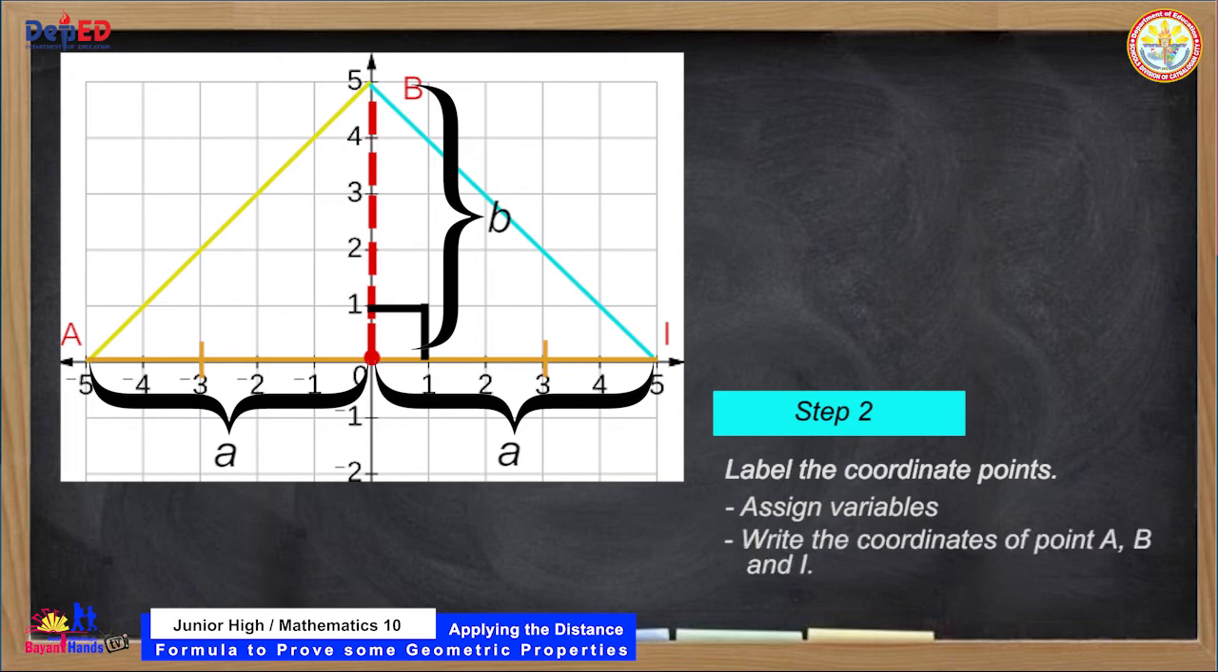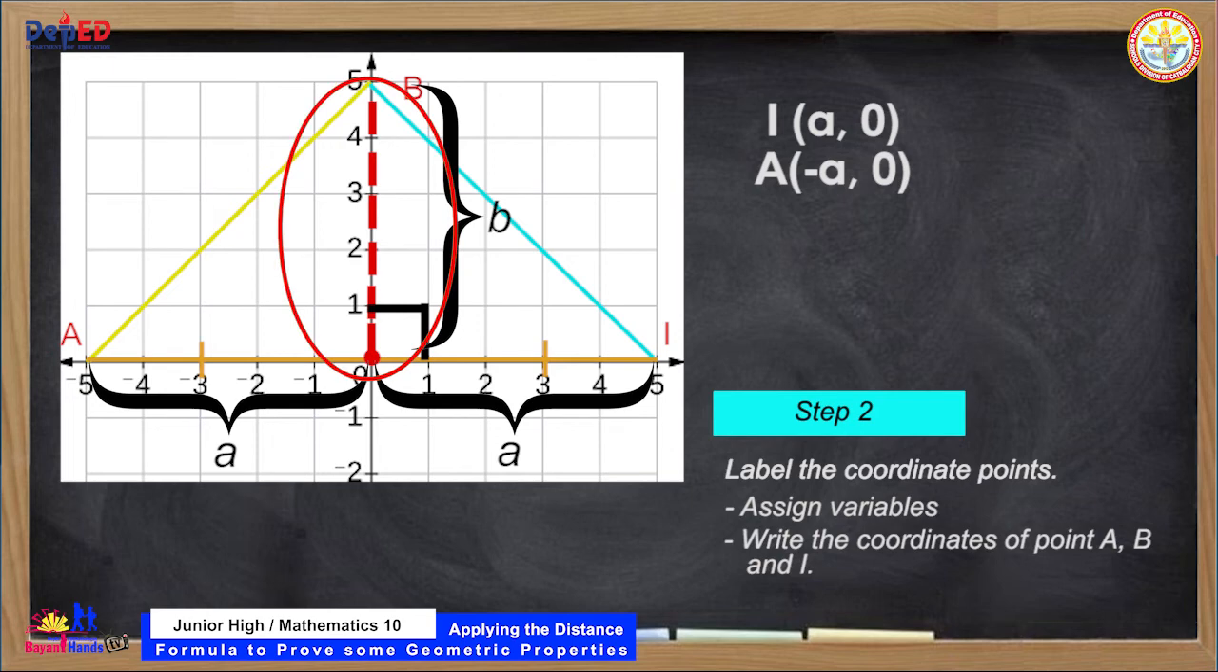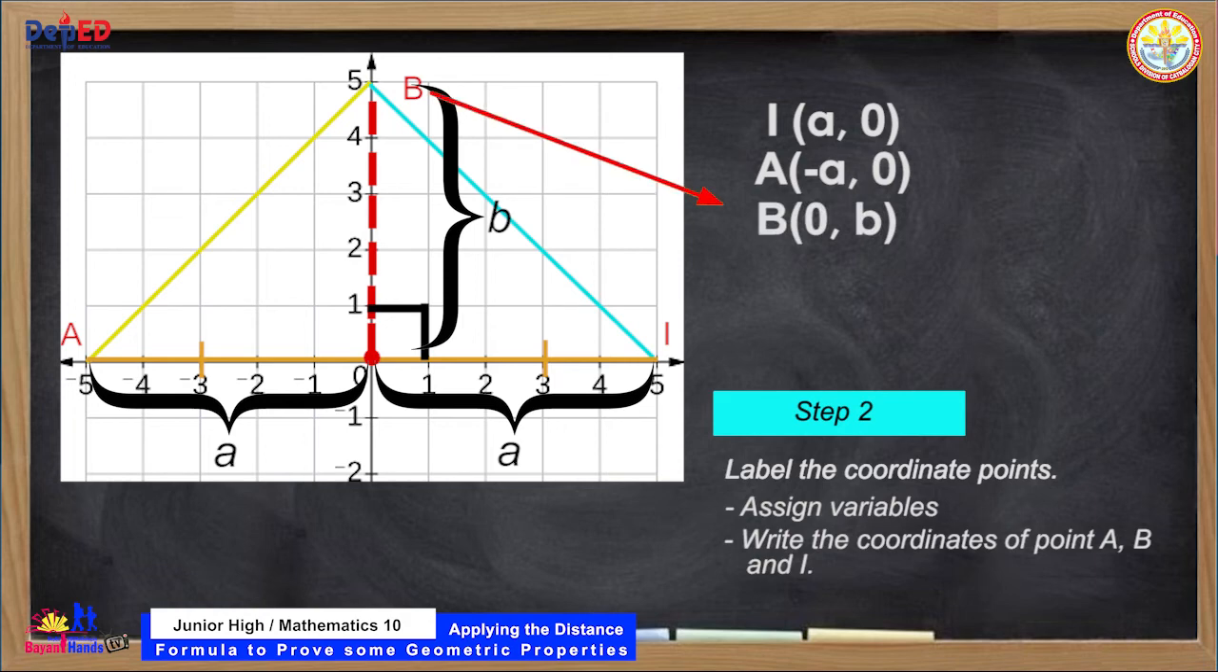Next, we need to write the coordinates of points A, B, and I. Since the measure of this segment is A and it lies in the positive x-axis, then the coordinate of point I is (A, 0). Next, since the measure of this segment is A and it lies in the negative x-axis, then the coordinate of point A is (negative A, 0). Lastly, since the measure of the altitude is B and it lies in the positive y-axis, then the coordinate of point B is (0, B).